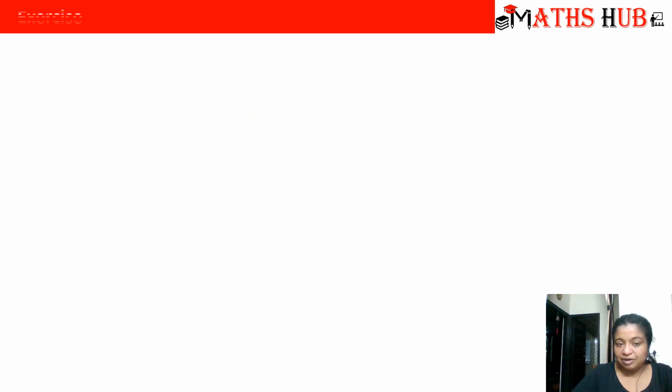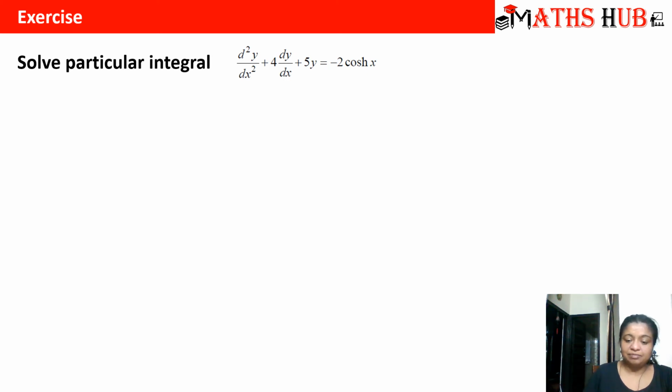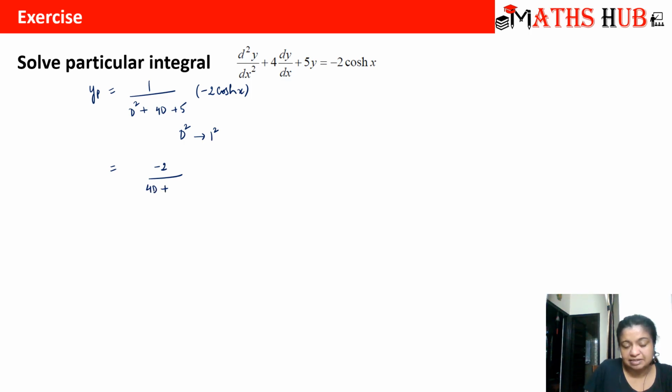Let us try one more problem. We need to find the particular integral for this term. Let's write down the particular solution. It is 1 by (D square plus 4D plus 5) times minus 2 cos hyperbolic x. According to the rule, we will replace D square with 1 again. I can take out minus 2 common from here. I will replace D square with 1, and I'll get (4D plus 6) times cos hyperbolic x.